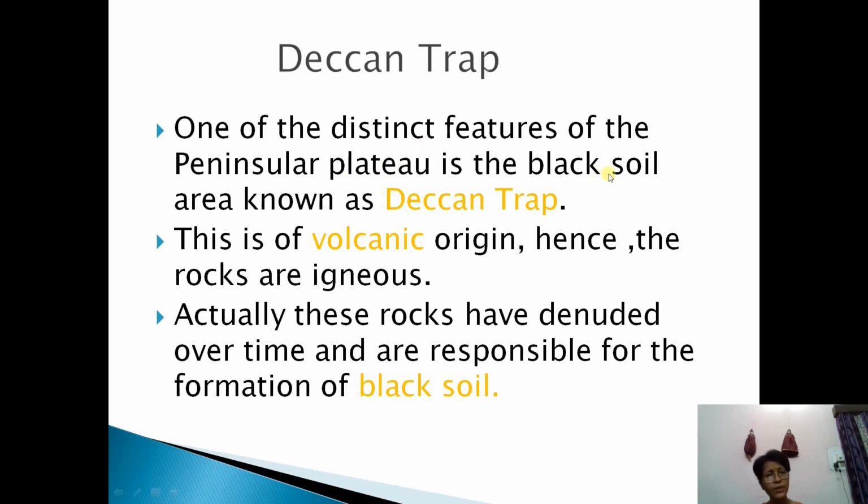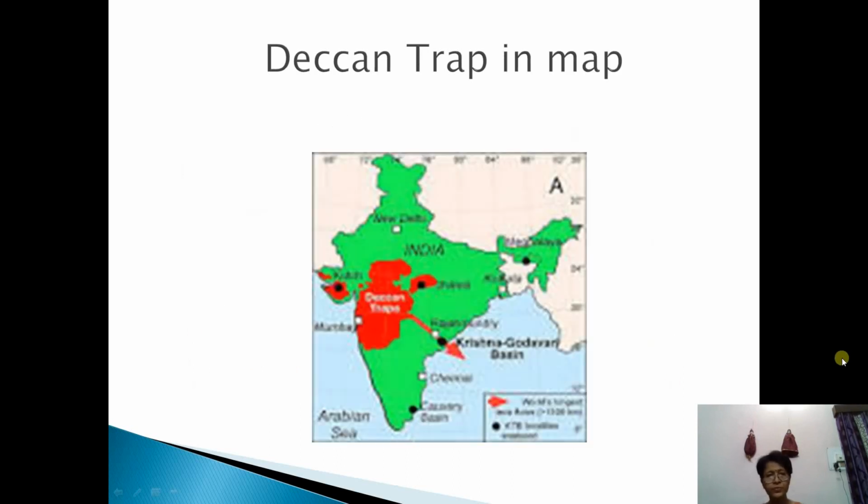Now how does this black soil occur? See, due to the volcanic origin, what happened? Rocks are definitely igneous rock, all volcanic rocks, and after denudation, the breaking up of those rocks over time, maybe millions of years it took, and it converted to soil, that is black soil. Deccan Trap I'm showing in the picture, it is a red color mark in the map.